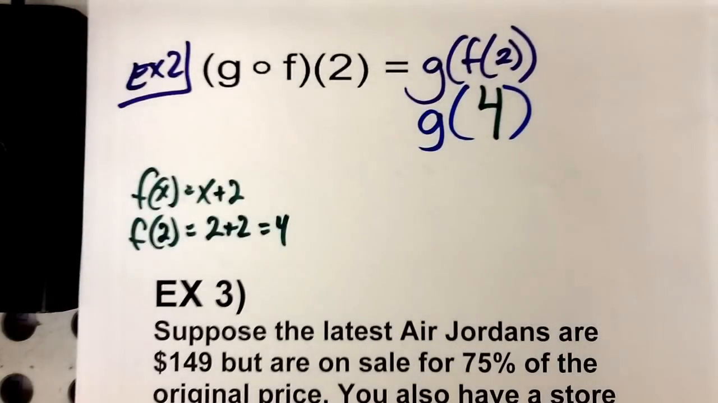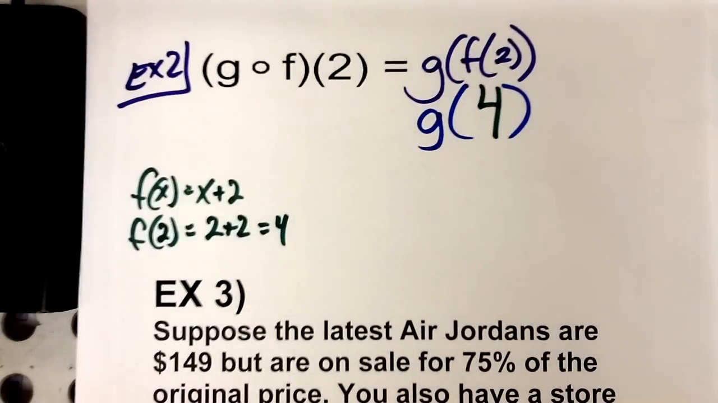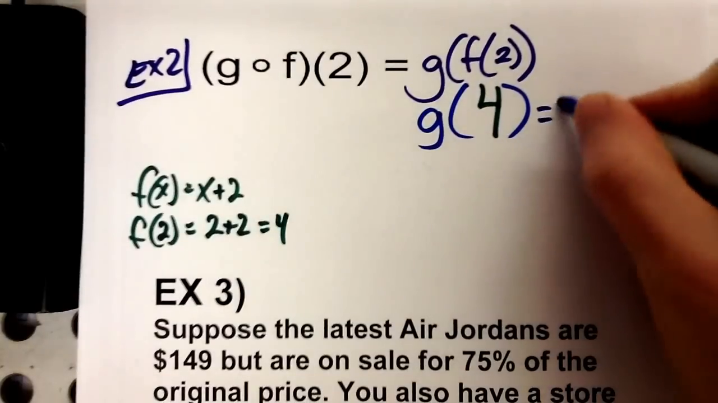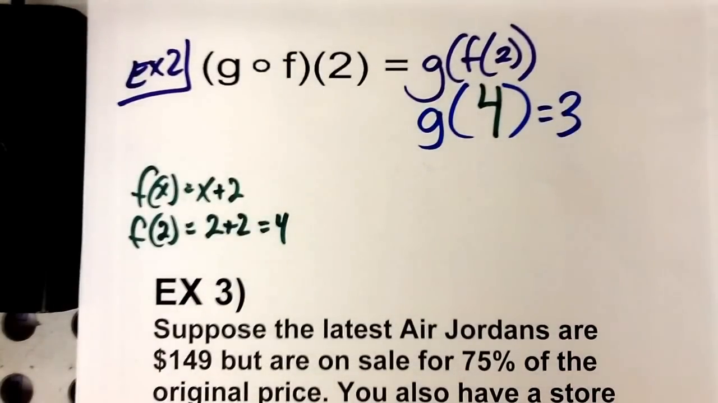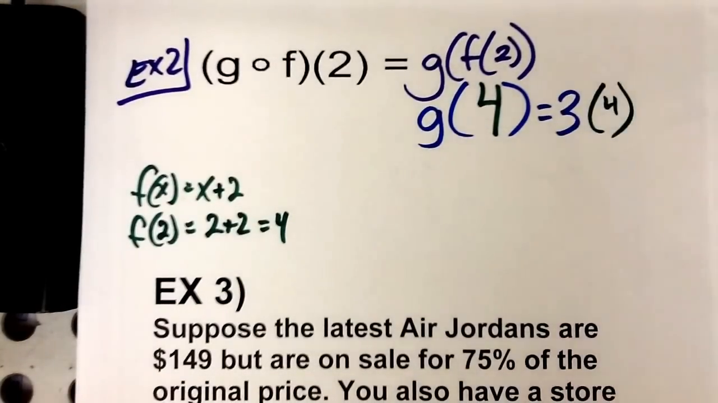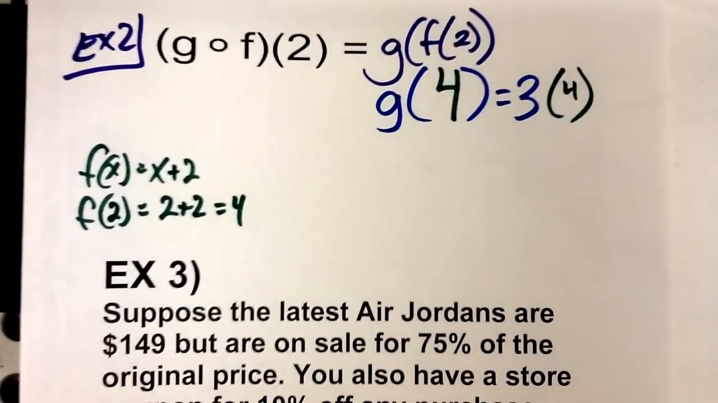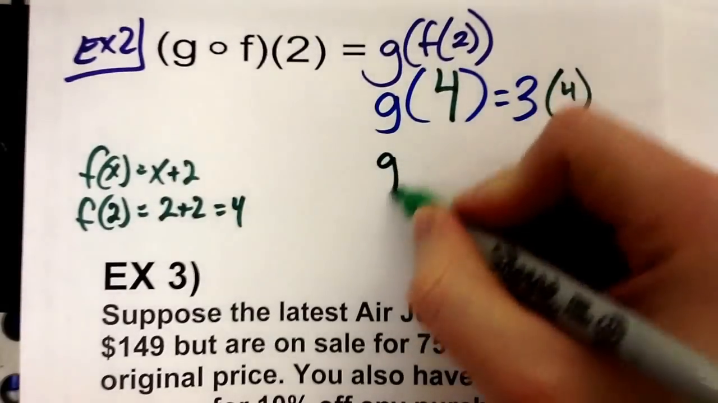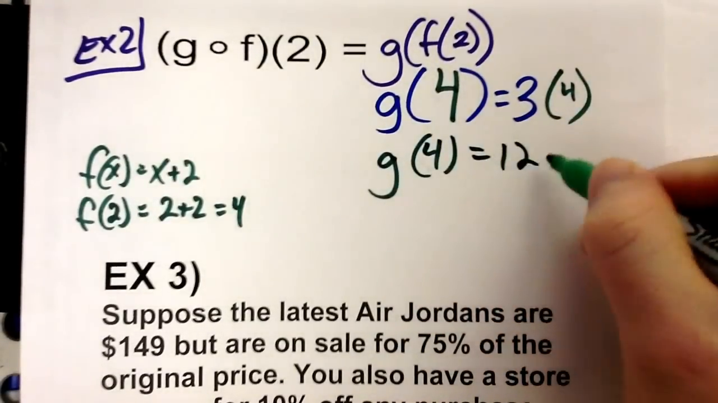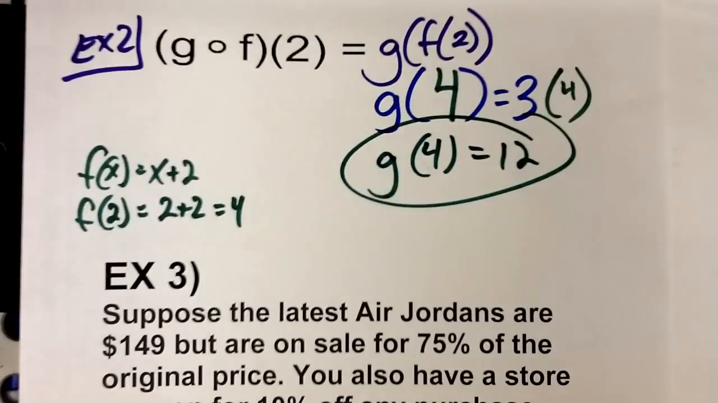Well, g of 4, let's see what that turns out to be. Well, I know g of x, I gave you a minute ago, was 3x. So that means this is 3 times 4. I'm just taking 3x and I'm plugging a 4 in place of the x. It's replacing it. So that means g of 4 is 12. And that would be our final answer.